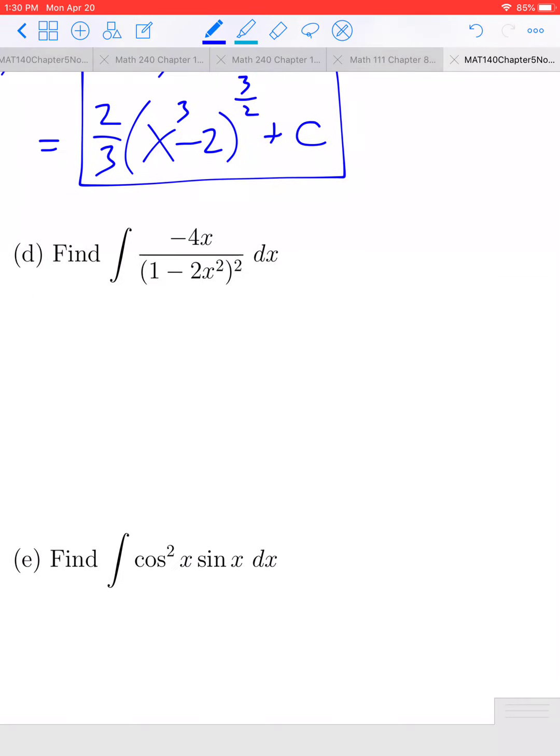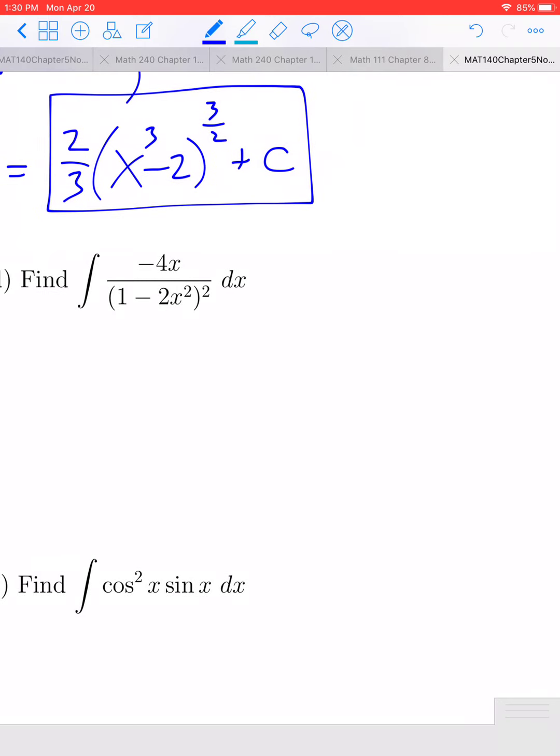Let's take a look at part D. This is one of the first problems where we have the antiderivative of a proper fraction with x in both numerator and denominator. We want to find the antiderivative of negative 4x divided by (1 minus 2x squared) whole thing squared dx.